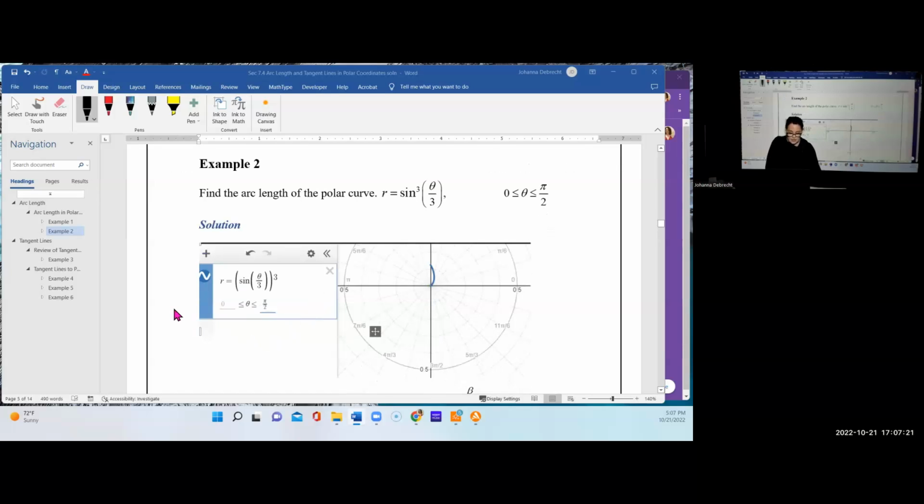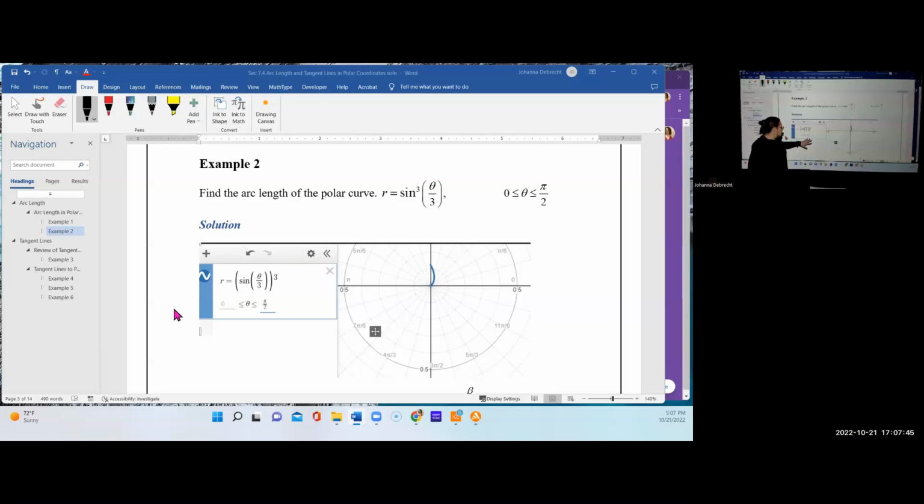Find the arc length of the polar curve r equals sine cubed of theta over 3. And this time they want us to go from theta equals 0 to pi over 2. Now this one actually ends up being a rose shape, and we're getting part of the petal here. But the petals are really kind of small, right? So they're really rather small.